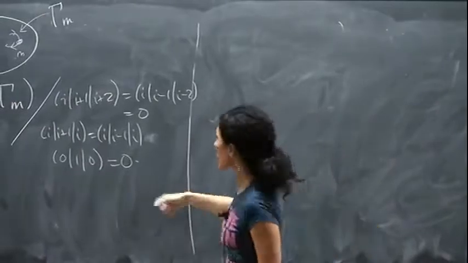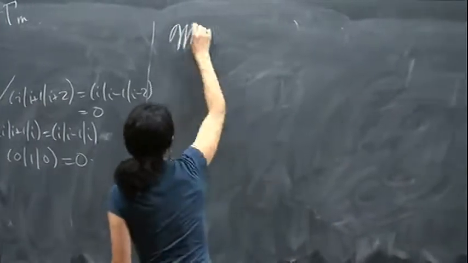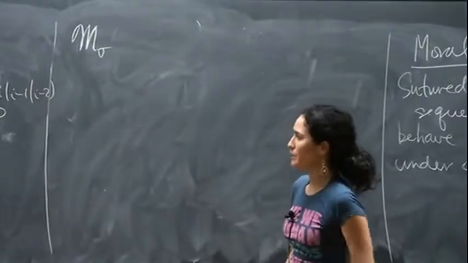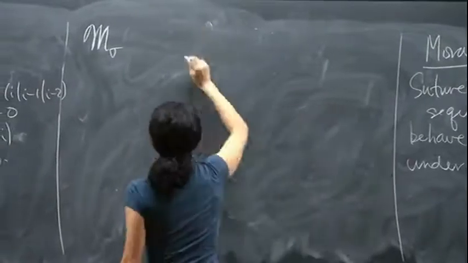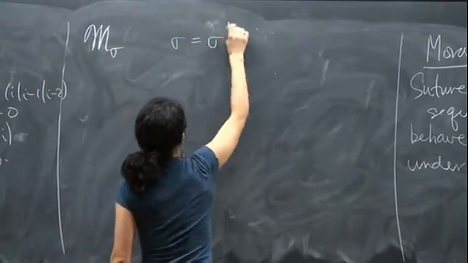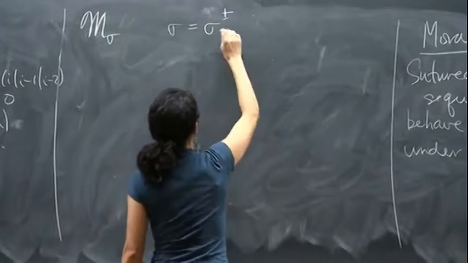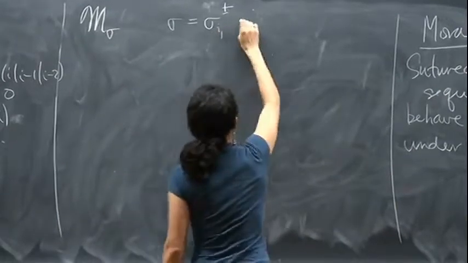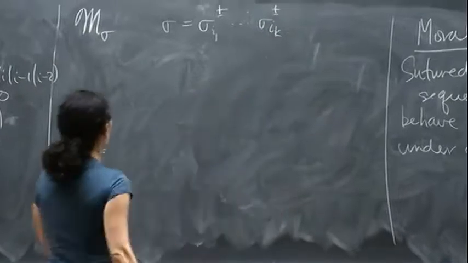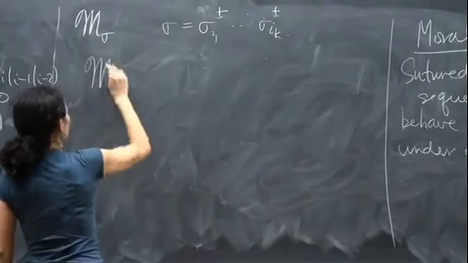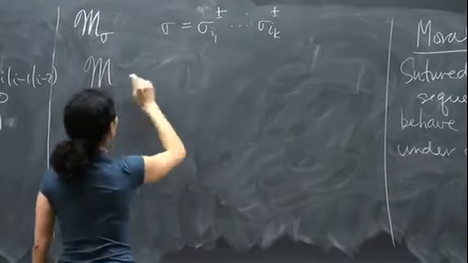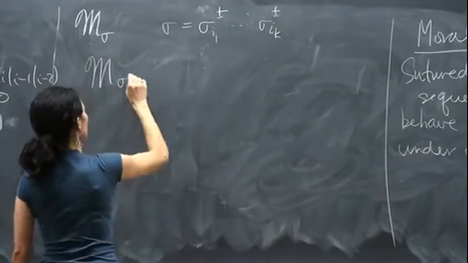So that's the algebra, and the module that you associate to a braid. As you might expect, what you do is you take the braid and you write it as a product of elementary braid words. And then you just construct this module by taking the tensor product of modules that you associate to these elementary braid words.